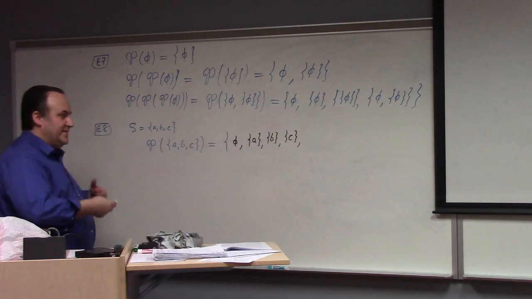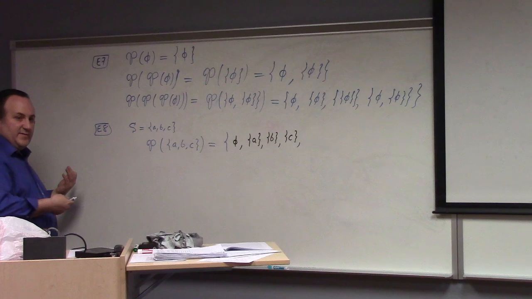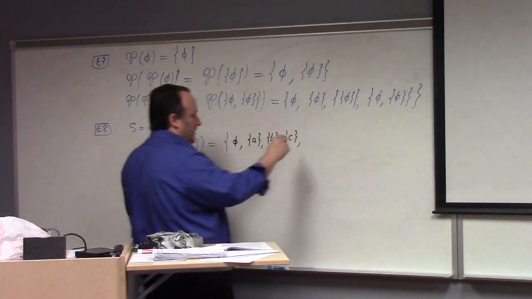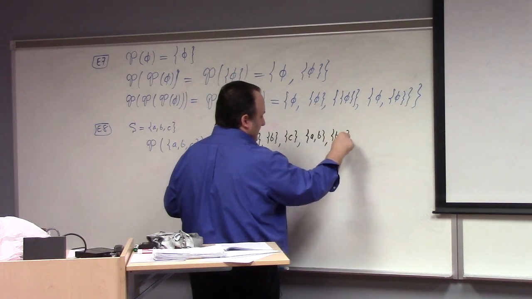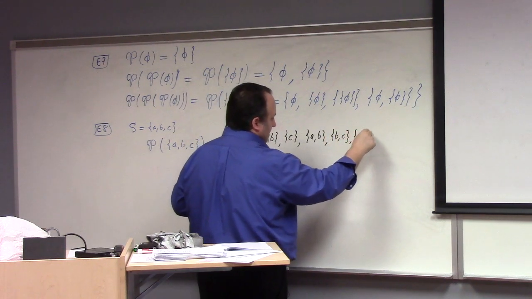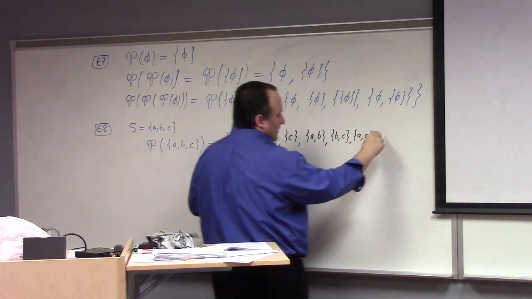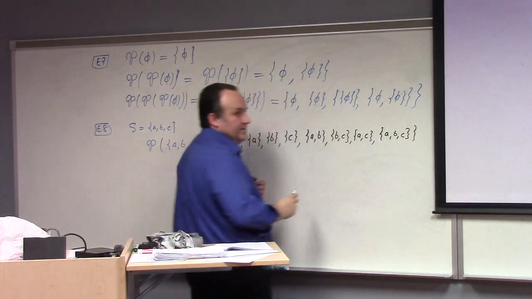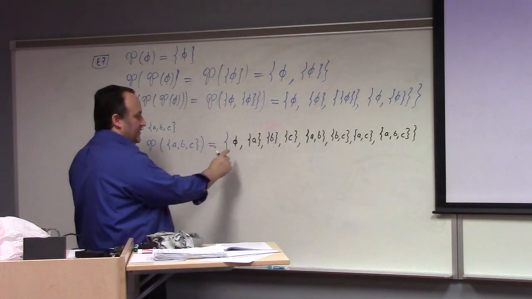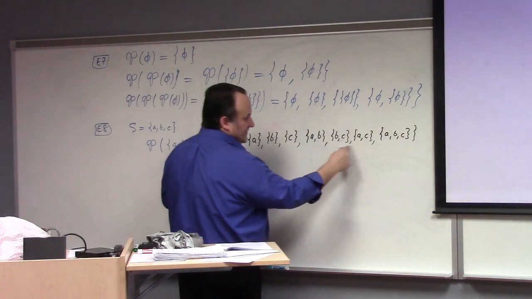What are other possible subsets of ABC? The set containing A and B. We got the AB subset, containing B and C, all right, containing A and C, and the set containing A, B, and C. Very good. How many do we got here? 1, 2, 3, 4, 5, 6, 7, 8.